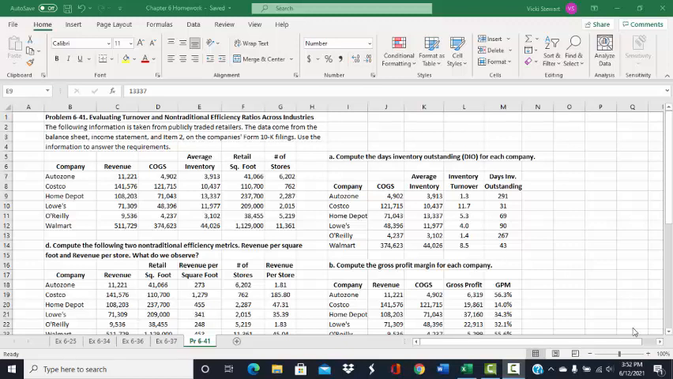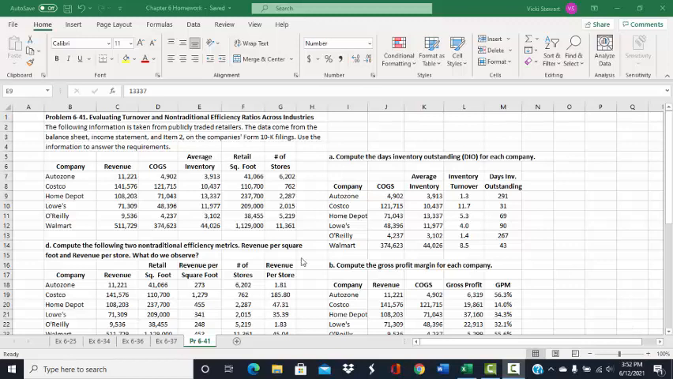This is a demonstration of problem 641, evaluating turnover and non-traditional efficiency ratios across industries. The following information is taken from publicly traded retailers. The data came from the balance sheet, income statement, and item 2 on the company's Form 10-K filings, and we're going to use this information to answer the requirements.